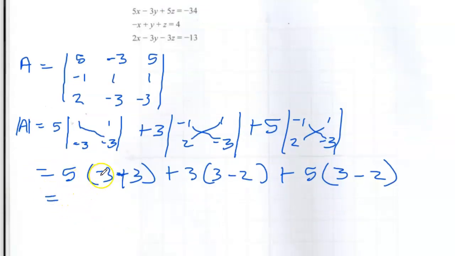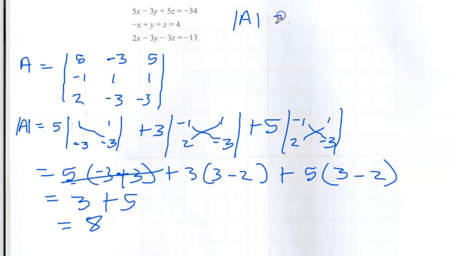Alright, so let's work this out. This becomes 0, so everything will be 0. Negative 3 plus 3 is 0. 3 take away 2 is 1. Times the 3 outside, that's positive 3. And then this bracket is 1, so 5 times 1, that's 5. So the determinant of A is equal to 8.